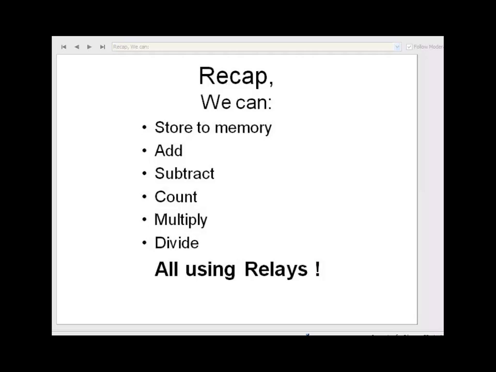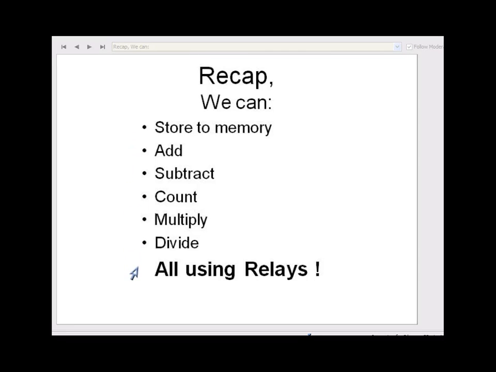So to recap, we can build memory. We can add. We can build an adding circuit. Because we can store numbers as negatives, we can subtract. Because we can add, we can count. Because we can add and count, we can multiply. Now, because we can subtract and count, we can divide, because division is simply repeated subtraction.